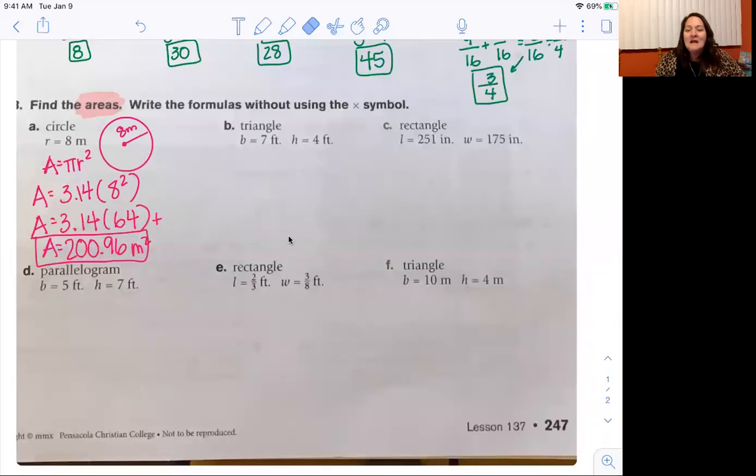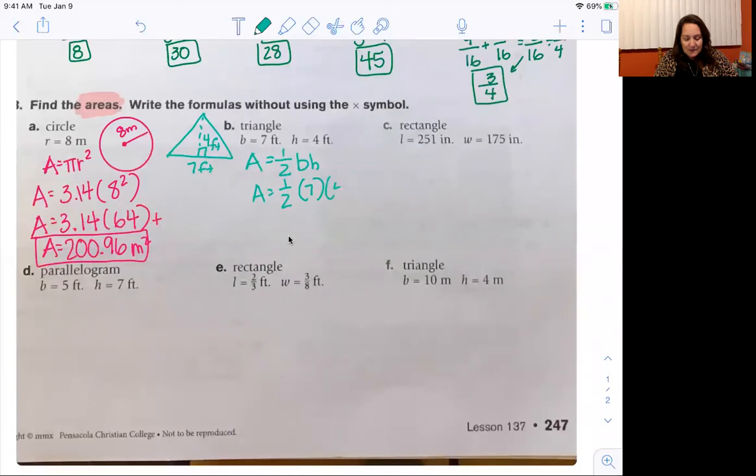Okay. Letter B. I have a triangle for letter B. I'm just going to draw this triangle over here. My base is 7 feet, and my height is 4 feet. What is the formula for area of a triangle? Area equals 1/2 base times height. Area equals 1/2 times 7 times 4.